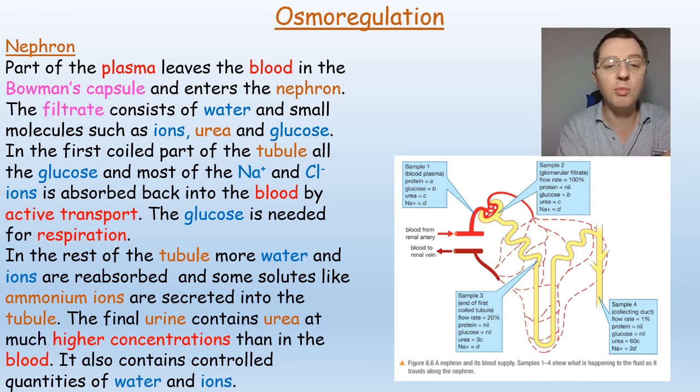In the rest of the tubule, more water and ions are reabsorbed back into the blood, and some solutes like ammonium ions are secreted into the tubule. The final urine contains urea at much higher concentrations than in the blood, and it will also contain controlled quantities of water and ions.